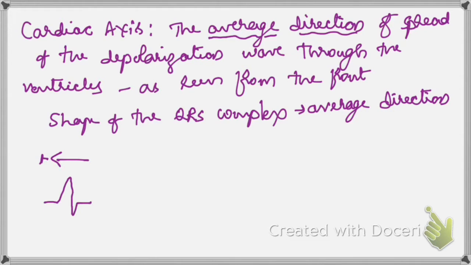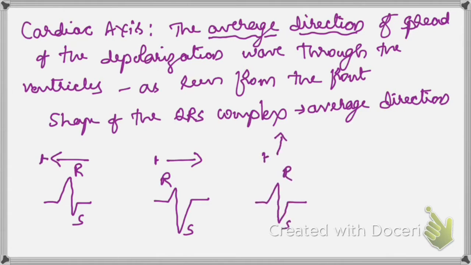So first, if a lead is there and the direction of the axis is towards the lead, it gives a predominantly positive deflection. If the depolarization wave is away from the lead, then it gives a predominantly negative deflection. And if the depolarization wave is perpendicular to the lead, it gives an equiphasic deflection, that is R is equal to S. In negative deflection, R is less than S, and in positive deflection, R is greater than S.